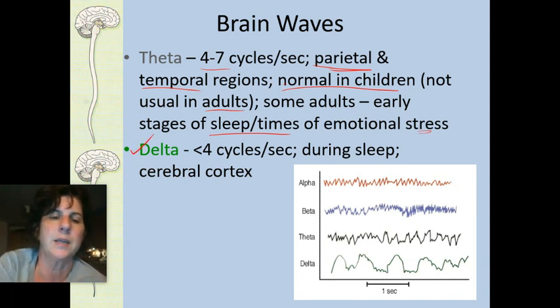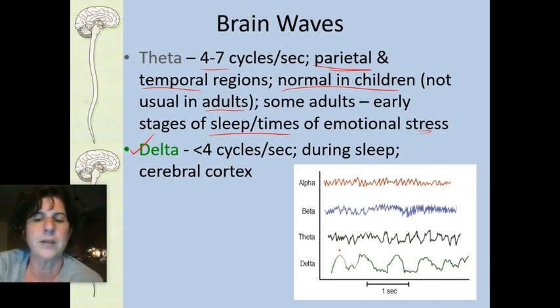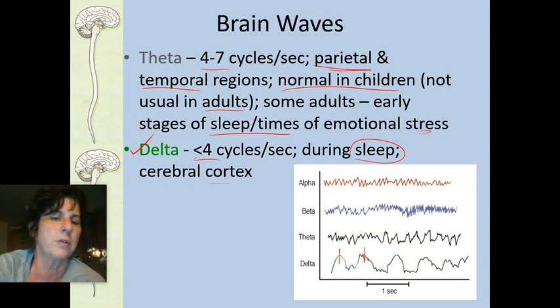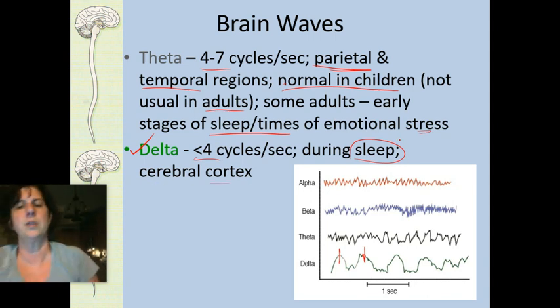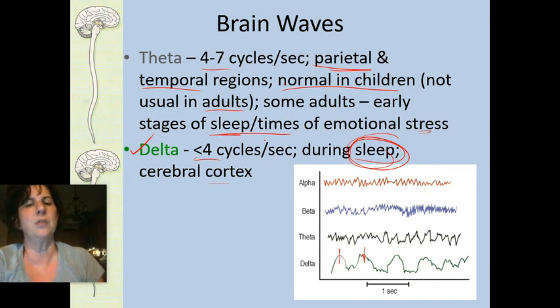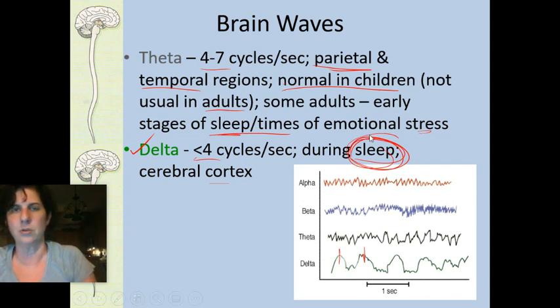And then the last type is delta. Delta waves are very slow. You can see that, less than 4 cycles per second. This is when your brain and your body and all of your activities are very relaxed, so it's during sleep, and this is seen throughout the cerebral cortex. This is the big one with sleep. Like I said, sometimes you've got theta during sleep, but for adults, we're looking at delta during sleep time.